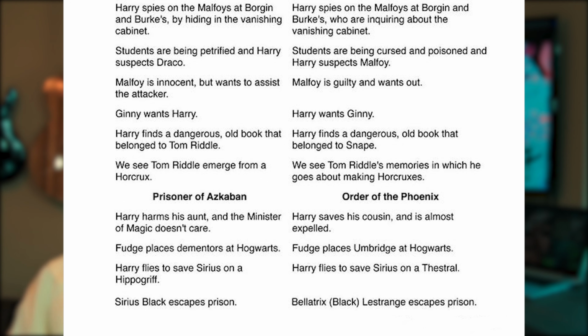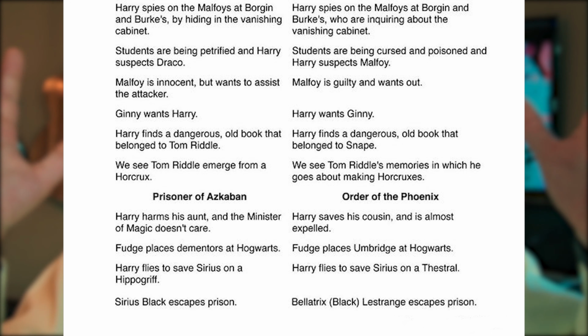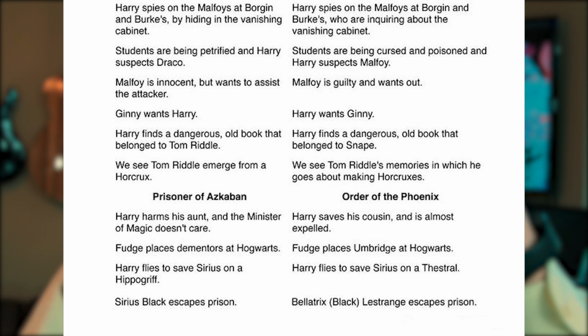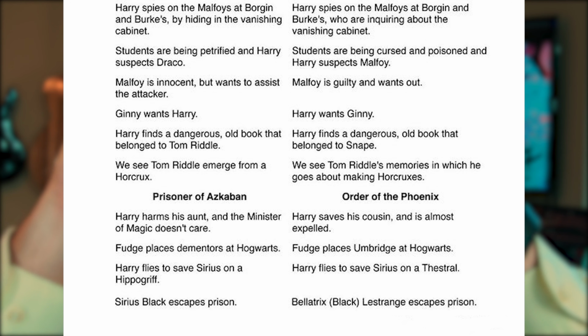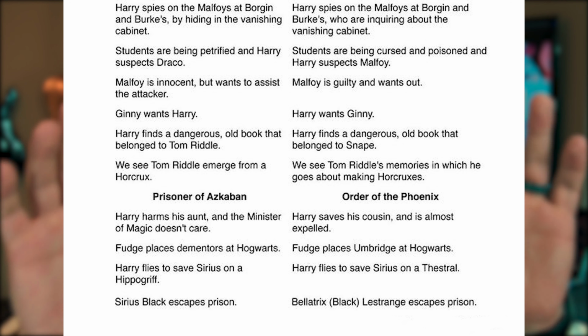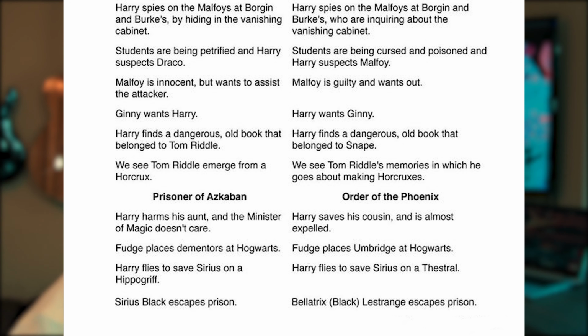Fudge puts the Dementors at Hogwarts, right? So you have this character who's kind of a bumbling idiot, sort of, right? That is putting evil in a place of safety. Move on to book 5. Fudge puts Umbridge at Hogwarts. Bumbling idiot puts a character of evil in a place of safety. So same place, same action element, if you will, different characters. Chiastic structure. All right, let's do another one.